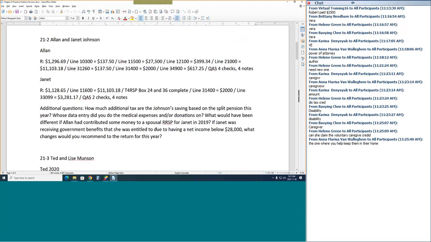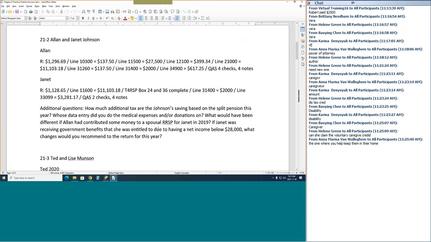Okay, so we're definitely doing 2 returns for Alan and Janet because you cannot do split pension with related party spouse not processed. It is not an option. So anything you want to do for pension splitting, anything you want to do for transfers, you need 2 files. In this case, it's not an issue. They want to do that.